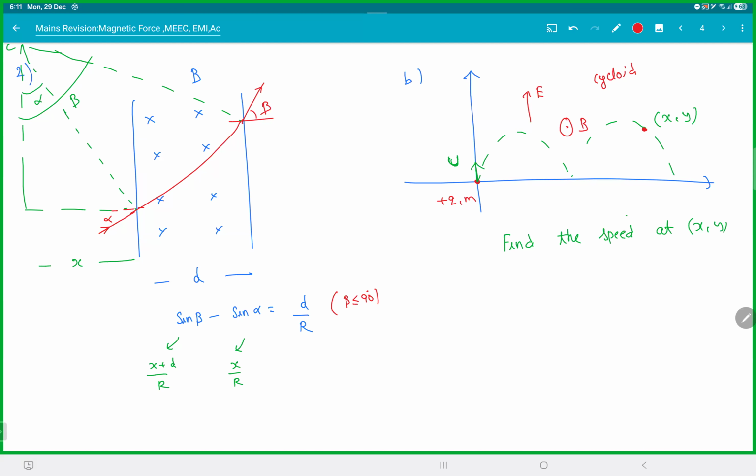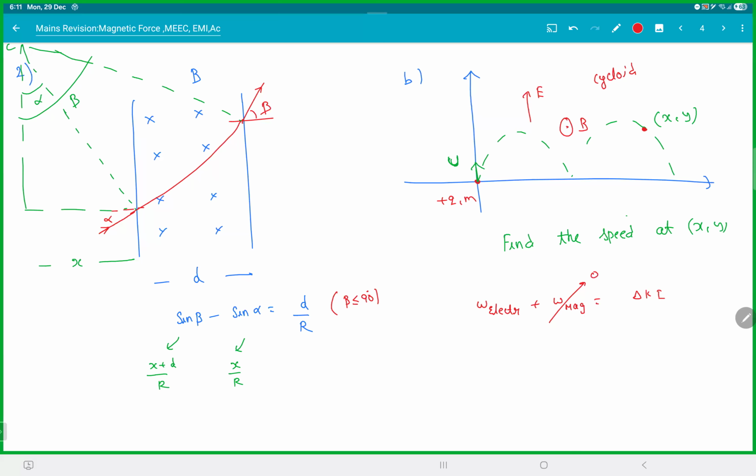Work done by all forces is change in kinetic energy. There are only two forces, electric field and magnetic field. Magnetic field will not do any work. So therefore, work done by electric plus work done by magnetic is equal to change in kinetic energy. Work done by magnetic is always zero.